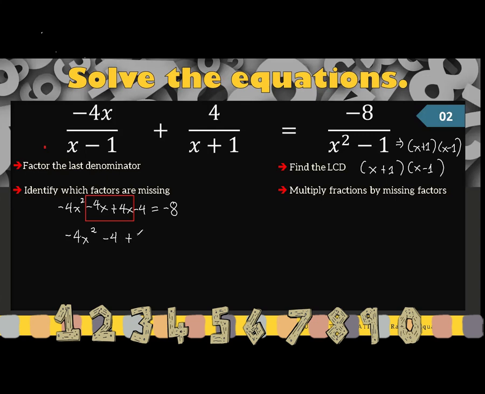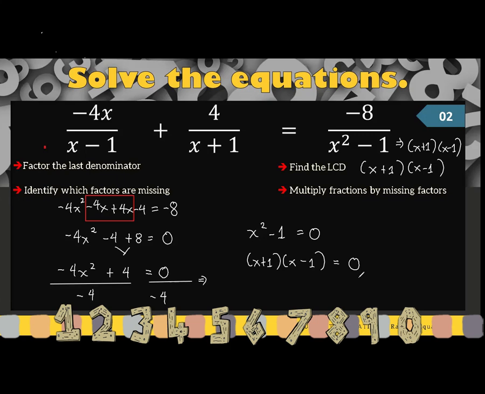minus 4. Then adding 8 on both sides of the equation will give us this expression on the left-hand side. Now, further simplifying, we will get negative 4x squared plus 4. Now, let us try to divide the whole expression by negative 4. This one can be written as x squared minus 1 is equal to 0. Now, factor x squared minus 1, we know that the two factors for this will be x plus 1 and x minus 1. Now, equate each factor to 0.